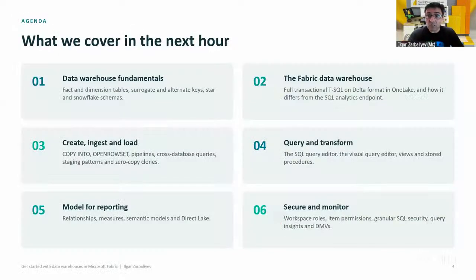Here is where we're going today, six blocks. First, data warehouse fundamentals, what a warehouse actually is and the dimensional modeling vocabulary: fact tables, dimension tables, surrogate and alternate keys, star and snowflake schemas. Second, the Fabric data warehouse specifically, full transactional T-SQL running over data in Delta format in OneLake, and the difference between a warehouse and a SQL analytics endpoint, which is one of the most common points of confusion for people new to Fabric.